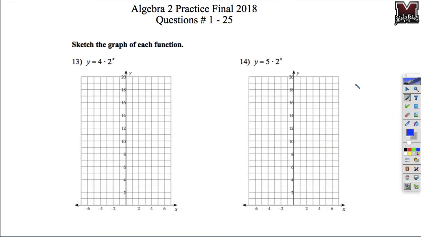So moving on to problems 13 and 14, we need to graph these exponential functions. I know that they're exponential functions because this variable, the x, is in a power. If it was down and not a power, like 2 times x, then it would be a straight line, a linear function. But it's not, it's in the power, which means it's going to be some form of curvy graph like this or like this.